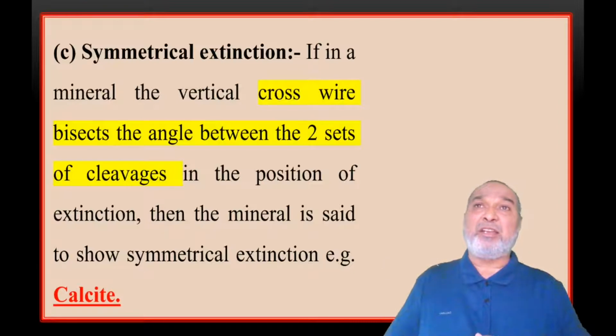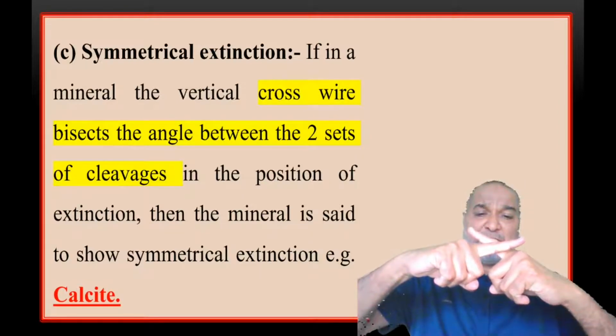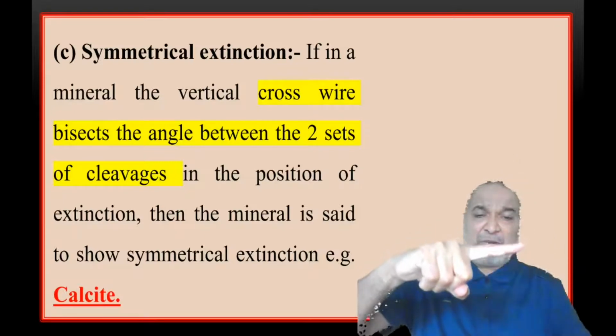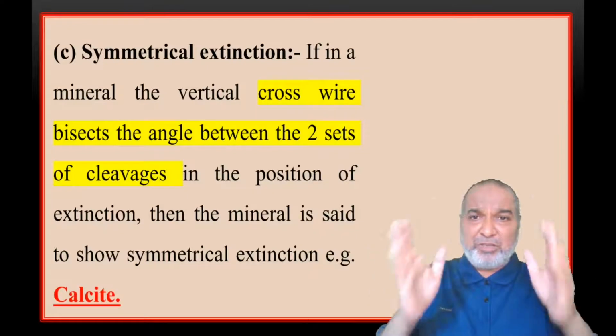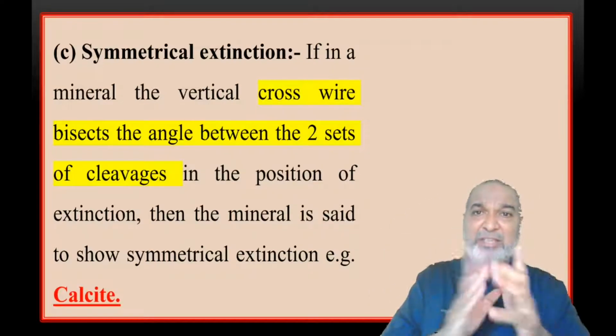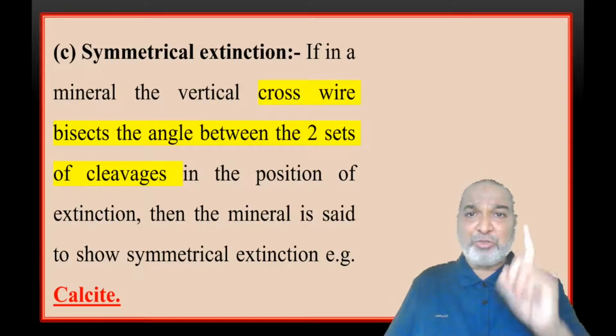Next one is symmetrical extinction. What does symmetrical mean? The two sets of cleavages are exactly bisected by the vertical crosswire as well as the horizontal crosswire, and at that position the mineral becomes dark. The best example is shown by calcite. So symmetrical extinction is shown by calcite.